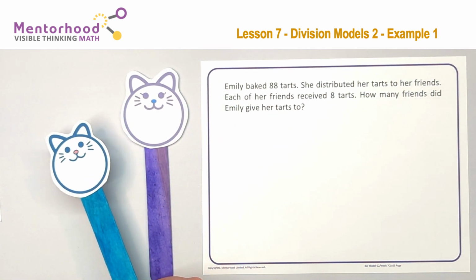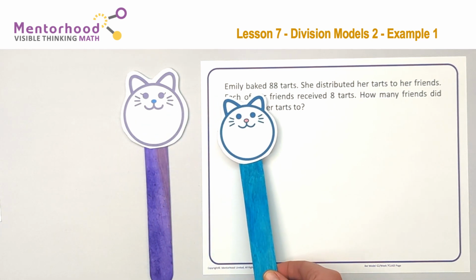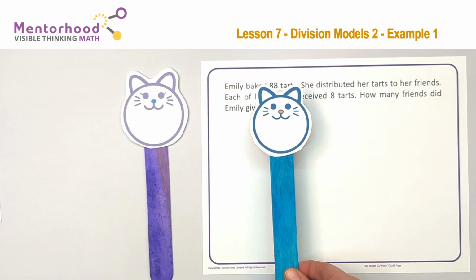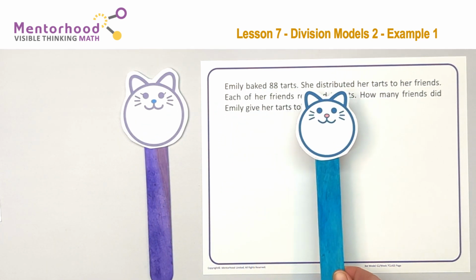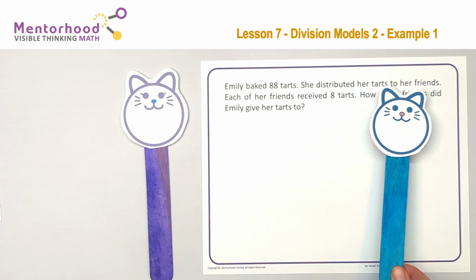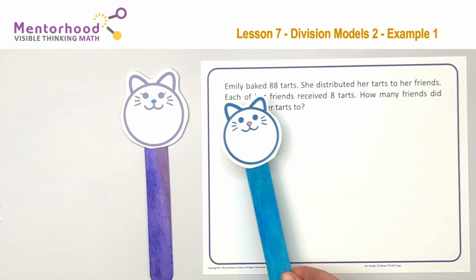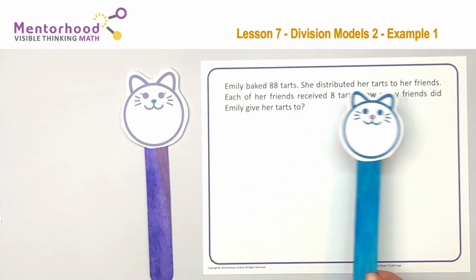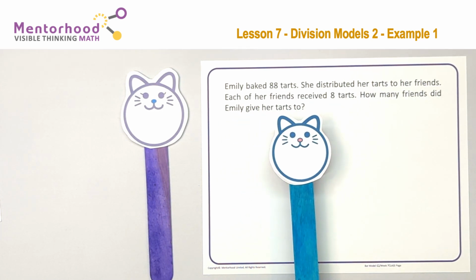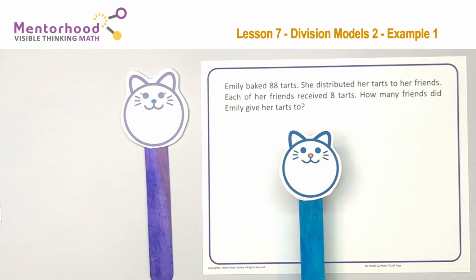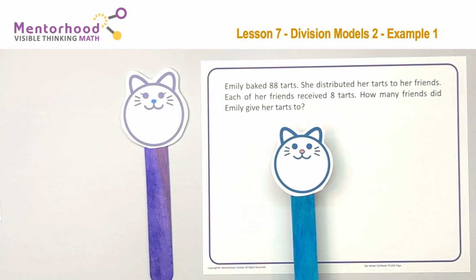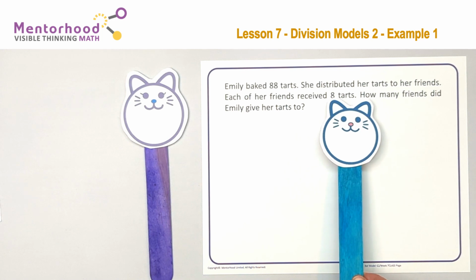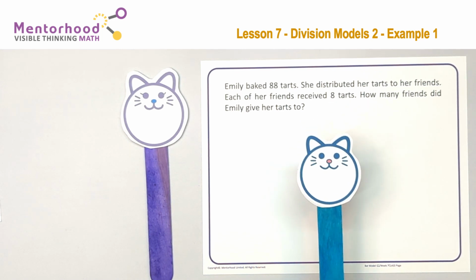Let's see if I can find a number in this question. Emily baked 88 tarts. Okay, that's our total. She distributed her tarts to her friends. Okay. Each of her friends received 8 tarts. How many friends did Emily give her tarts to? So we don't know how many friends she has, but we do know that 8 tarts was how much each one received.